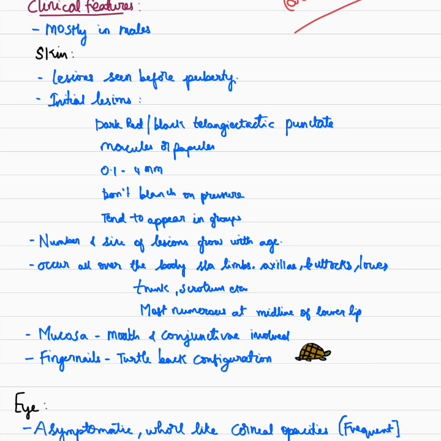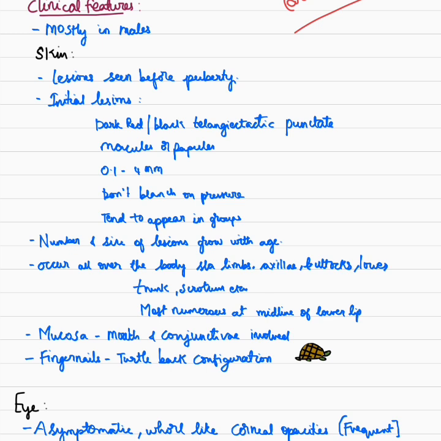Coming to the clinical features, this disease is mostly seen in males. On the skin, the lesions occur before puberty, and the initial lesions are dark red, black, telangiectatic, punctate macules or papules of 0.1 to 4 mm size. They do not blanch on pressure and they tend to appear in groups. Their number and size increase with age, and they occur all over the body, such as the limbs, axillae, buttocks, lower trunk, scrotum, shaft of penis, etc.